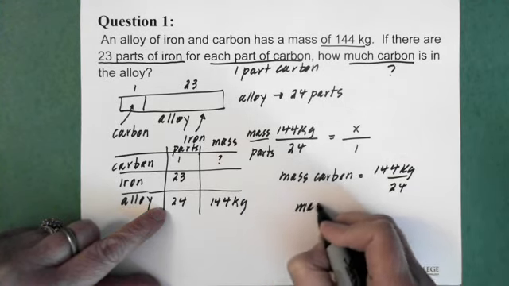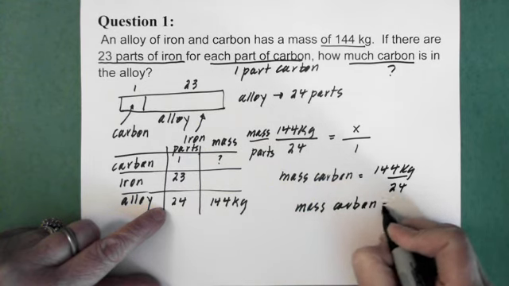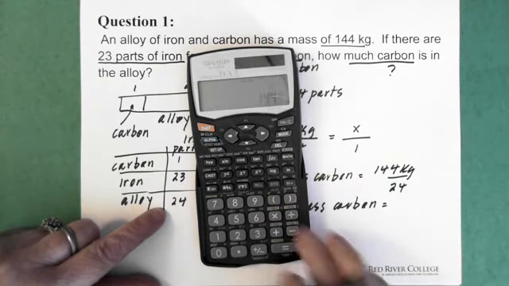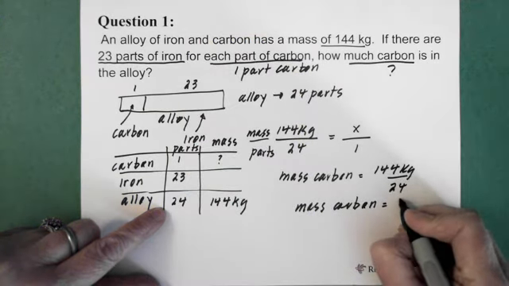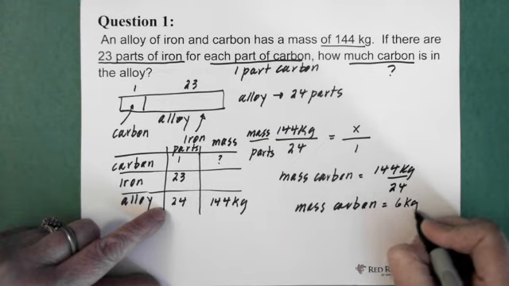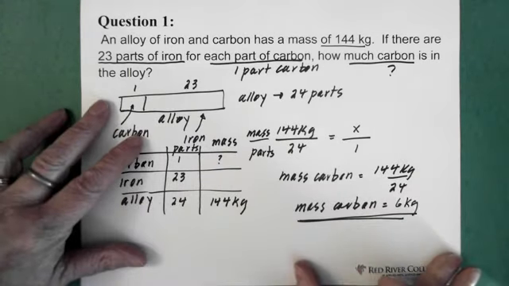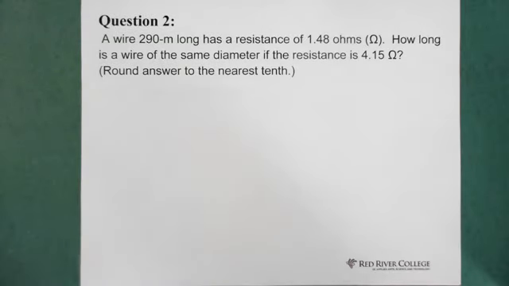So the mass of carbon equals 144 divided by 24, which equals 6. And it would be 6 kilograms. Okay? So next question, and again you can pause the video, work through the question, and then come back and I will work through the question.